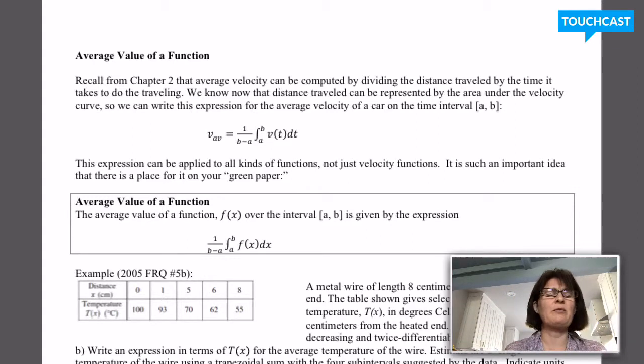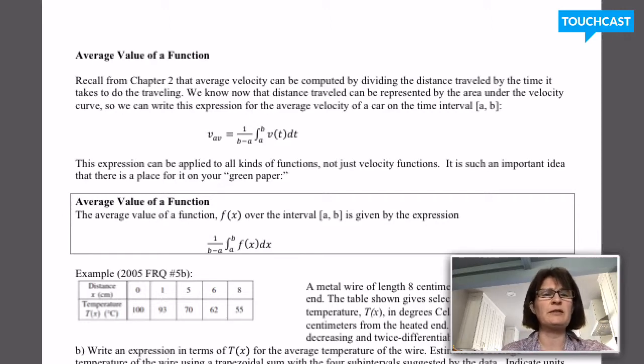So I want you to think about that when you see an average value problem on the homework or on my test or on your AP test in May, because it will definitely be on your AP test in May. The average value of a function can't be higher than the highest possible output, and it can't be lower than the lowest possible output. So make sure you're getting an answer that's somewhere in between.